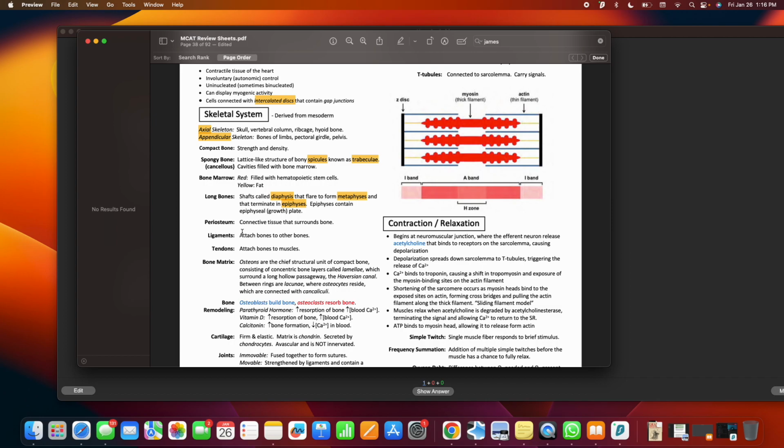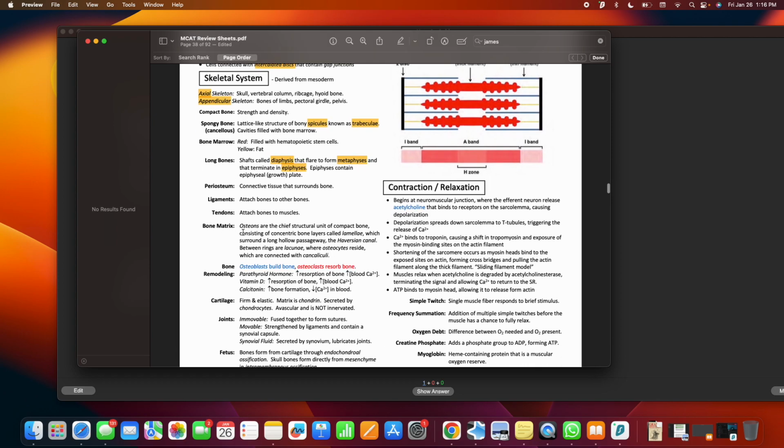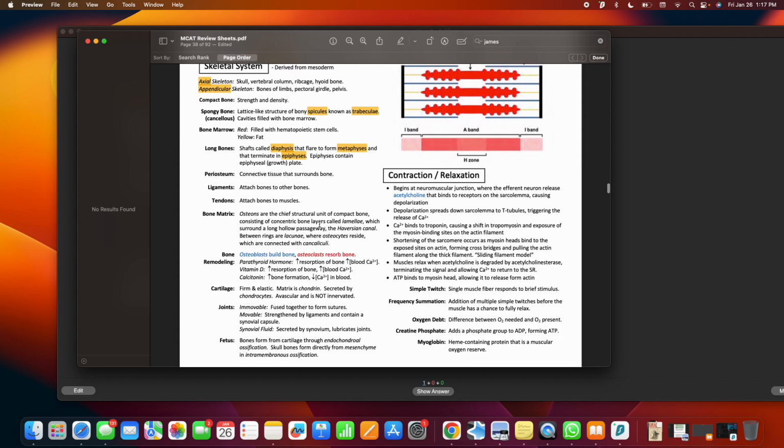Ligaments attach bones to bones. Tendons attach bones to muscles. Bone matrix: osteons are the chief structural unit of compact bone, consisting of concentric bone layers called lamellae, which surround a long hollow passageway, the Haversian canal. So we have the Haversian canals as a long, hollow passageway, and around it is lamellae.